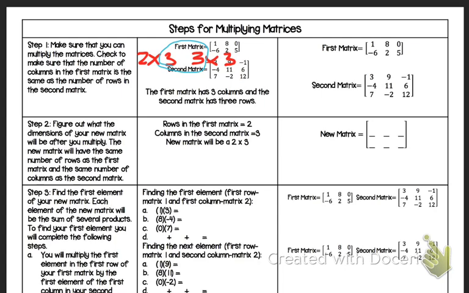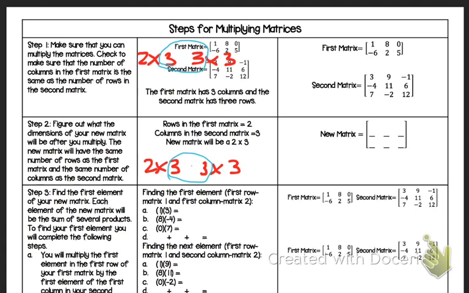All right. So step 2 is to figure out what the dimensions of your new matrix will be after you've done multiplying them. So the new matrix will have the same number of rows as the first and the same number of columns as the second matrix. So how I remember that is, again, I write this out, so I have 2 by 3 times a 3 by 3. So again, the first ones match, so we are able to multiply them.